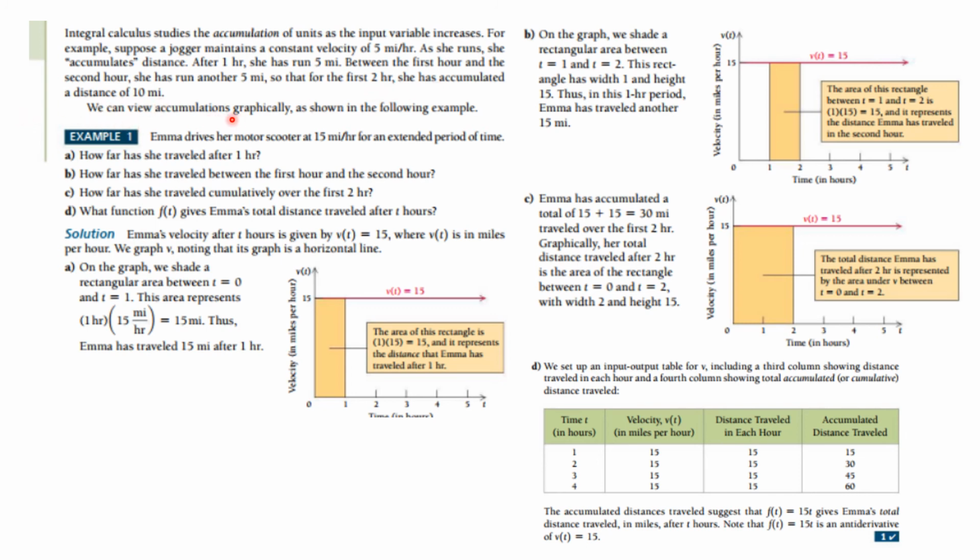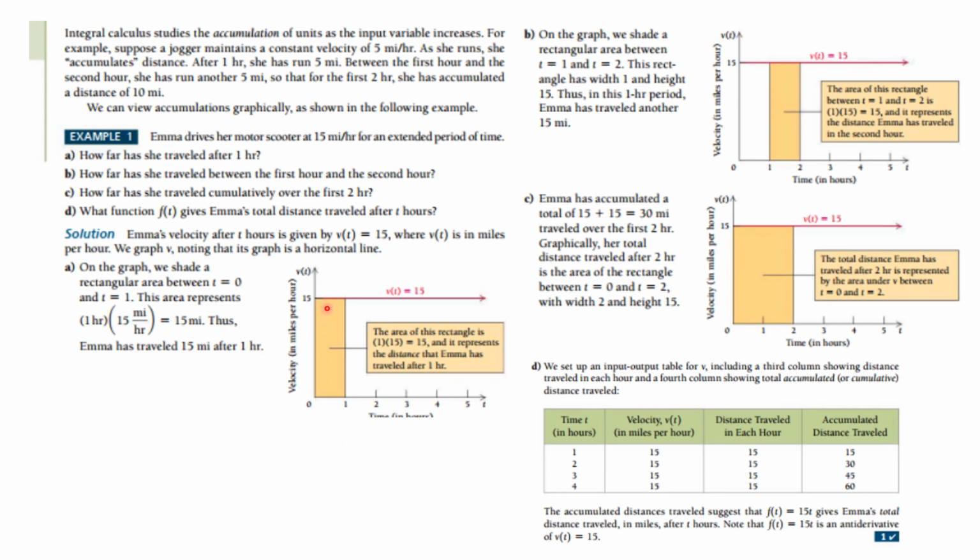We can view accumulations graphically, as shown in the final example. So we have Emma, who drives her motor scooter at 15 miles per hour for an extended period of time, a constant speed of 15 miles per hour. So how far has she traveled after 1 hour? Well, that's going to be 15 miles per hour times 1 hour, which is 15 miles.